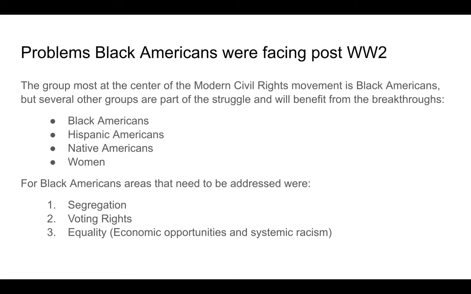Other problems or areas that needed to be addressed were voting rights and equality. And when I say equality, we're talking specifically about areas of economic opportunity and institutional or systemic racism or prejudiced areas. Voting rights and equality are something that we will probably focus on a little bit later in the unit, maybe later this week or early next. But for the next few days, probably here Monday through Thursday, we're really going to be looking at the issue of segregation and the steps that our country took to integrate whites and blacks in society.